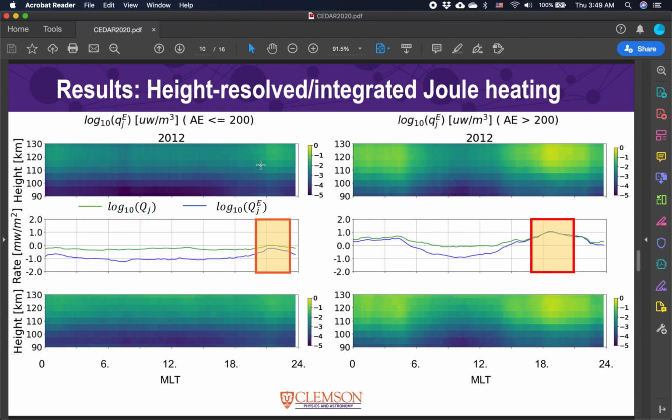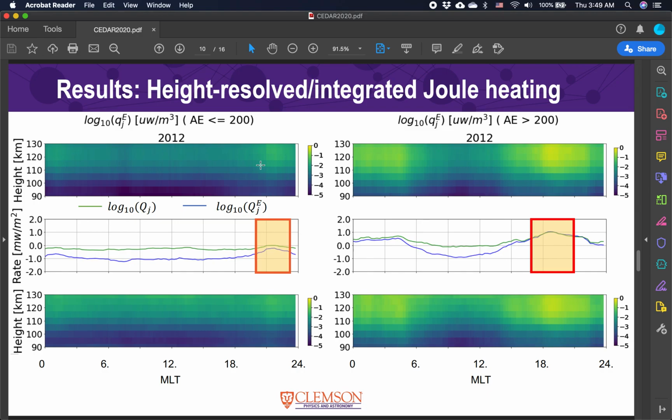From the integrated terms, we see that under quiet conditions, the total Joule heating and local Joule heating are very weak, and most of the time the total Joule heating is much larger than the local Joule heating, except in the evening sector when the local Joule heating increased. So this indicates that under quiet conditions, during most of the time, neutral winds tend to play a dominant role in Joule heating, but in the evening sector, the electric field can play an increased role in generating Joule heating.